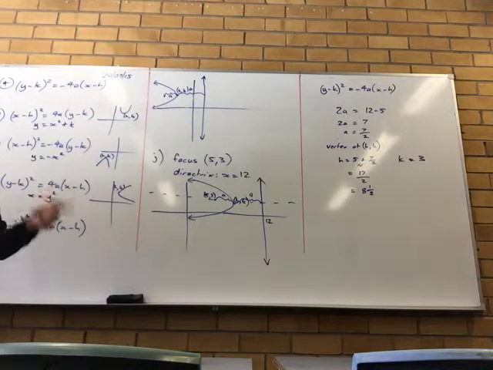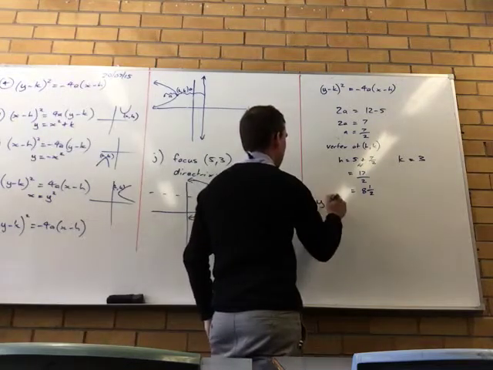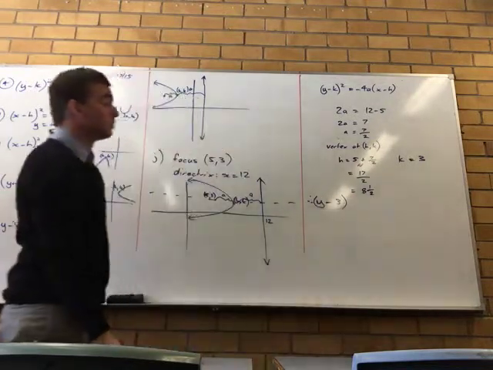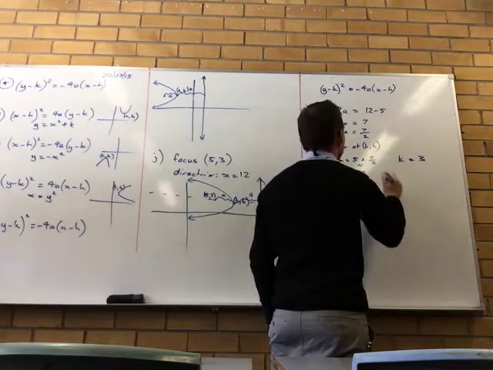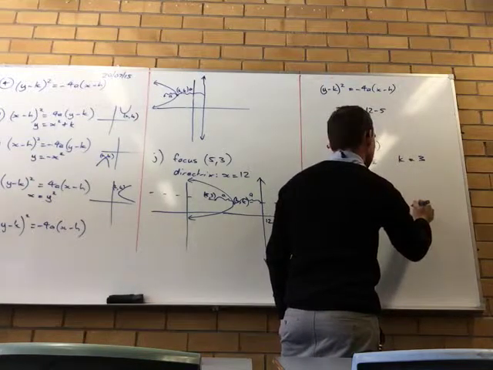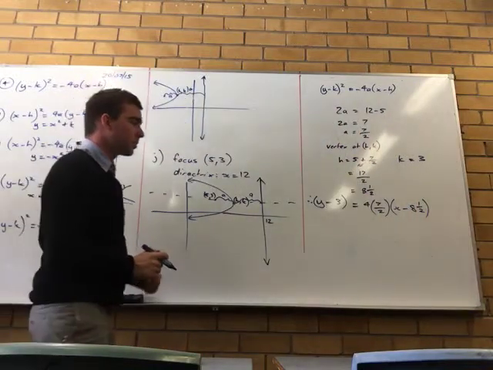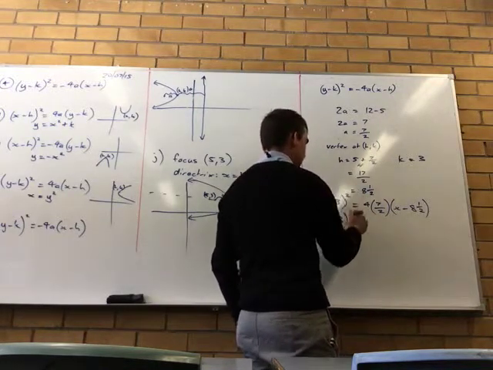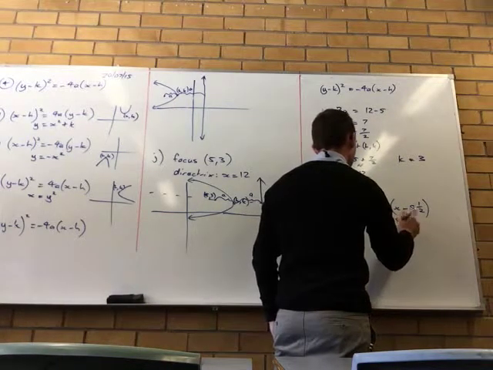Right, so we now have a, we have h, we have k, we can now substitute into the formula. So y take away k, which is 3. Okay, do not put 8.5. Equal to 4 lots of 7 on 2, x take away h. And that should be squared up there. So 14 x take away.